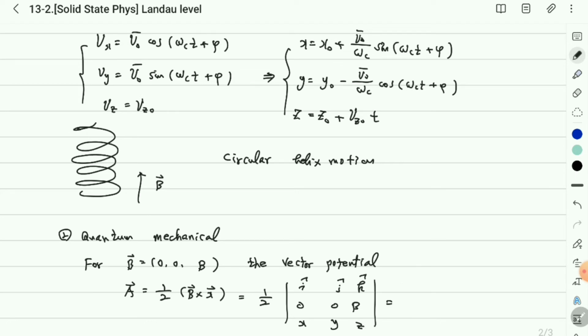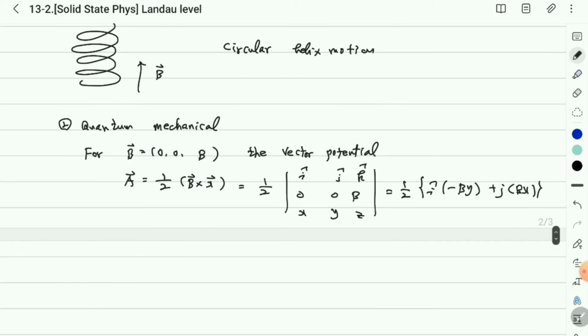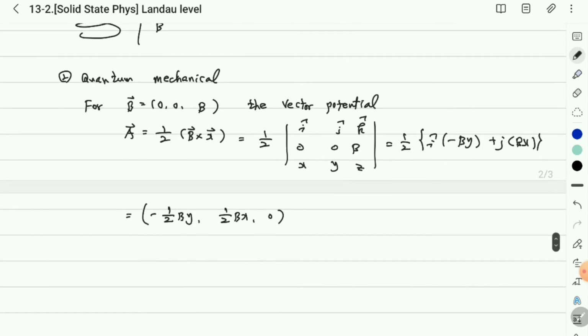Then it is 1/2 i times minus By and j times Bx. Therefore, the vector potential A can be written as (minus 1/2 By, 1/2 Bx, 0). Then it can be proved like this.